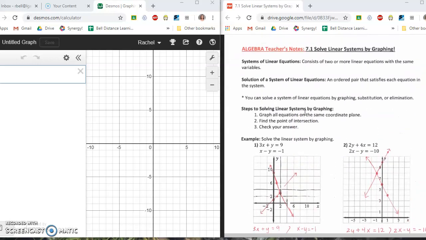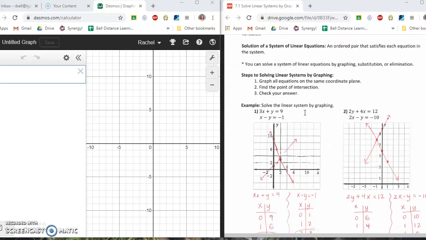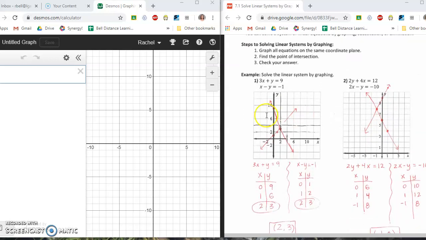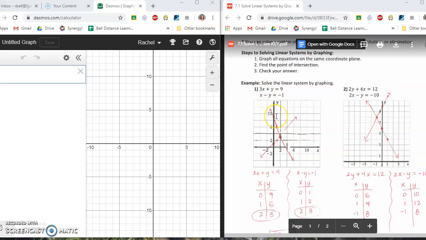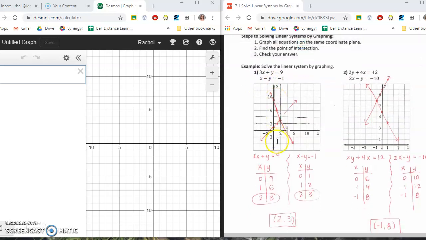So I'm looking at the 7.1 teacher's notes right now. What I want you to know is, basically, if you watch the lesson video, which you should have, the concept of this lesson is to graph the two lines, or the linear equations, and find where they touch, where they intersect.